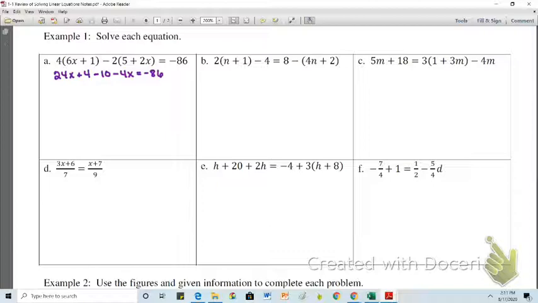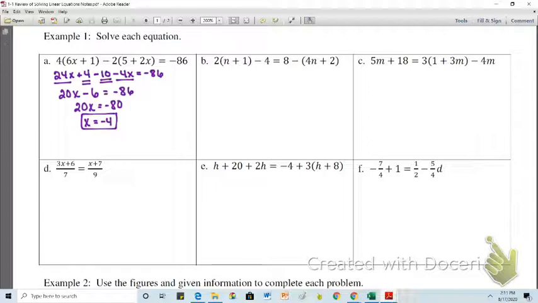From here, I'm going to combine like terms. 24x and negative 4x is 20x. Positive 4, negative 10 is negative 6, equals negative 86. From here, we're going to add 6 to both sides. So I get 20x equals negative 80. And finally, divide by 20, so x equals negative 4.